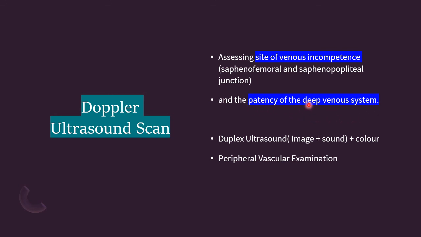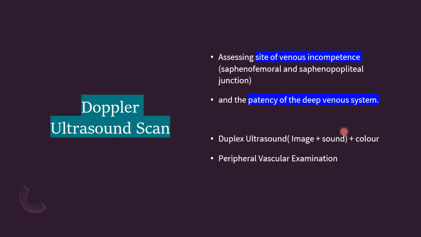The deep venous system can be blocked due to DVT, or its function can be affected by incompetent valves and also the presence of perforators. So the Doppler ultrasound can help to assess these situations by assessing the deep venous patency. It consists of a duplex ultrasound, which incorporates the sound and image; it produces not only the image, it also produces the sound of the blood flow.